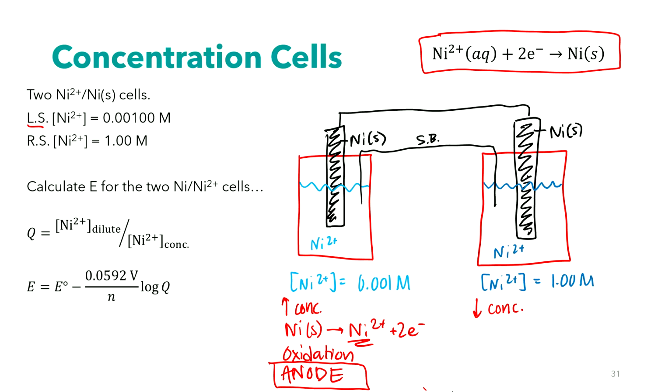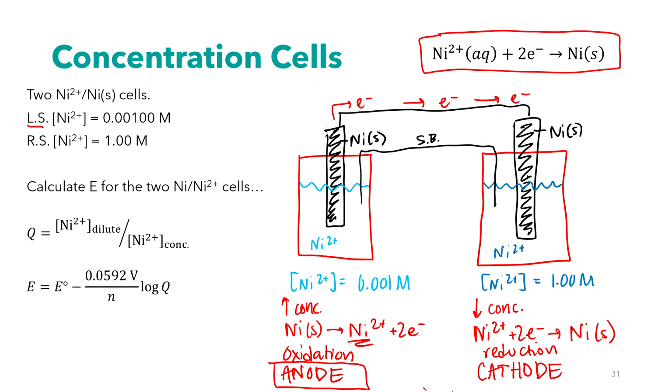On the right side, I need to reduce the amount of nickel 2+. That means I should be reducing it. Okay, so there's my reduction process. This is, by definition then, the cathode. So I can now draw in my electron flow direction and say this is the anode and this is the cathode.